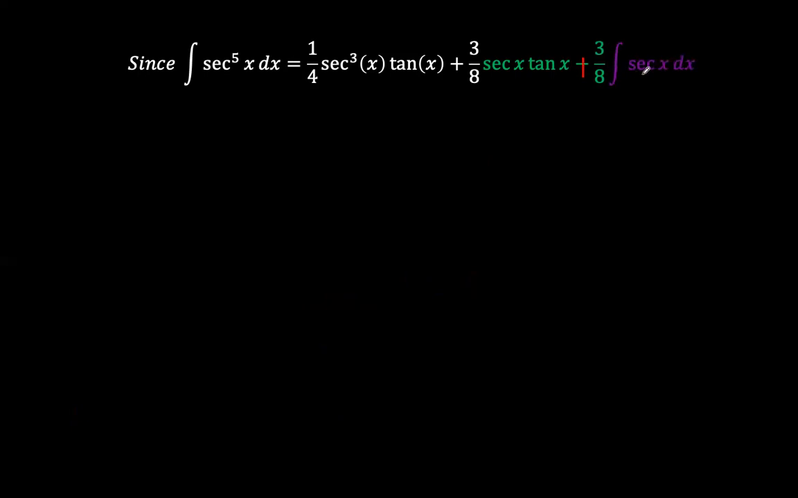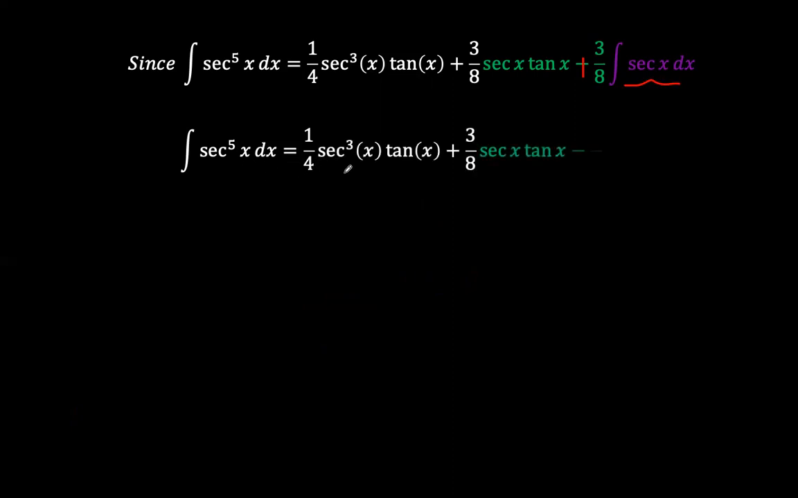Now, since we know that the integral of sec to the power 5 x is the same as a quarter sec cubed x tan x plus 3 over 8 sec x tan x plus, remember this is 3 over 8, the integral of sec x, we would say then, by plugging in what we found as the integral of sec x, that the integral of sec to the power 5 x is a quarter sec cubed x tan x plus 3 over 8 sec x tan x plus 3 over 8 natural logarithm of sec x plus tan x, and then the integration constant.